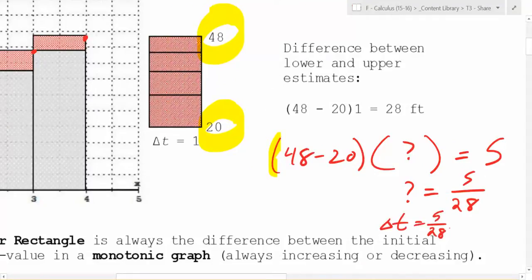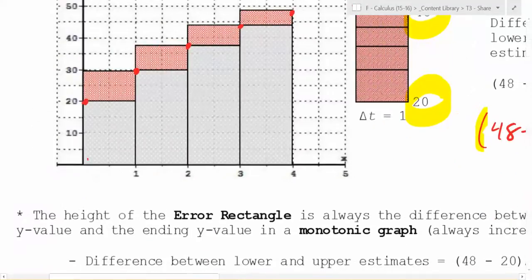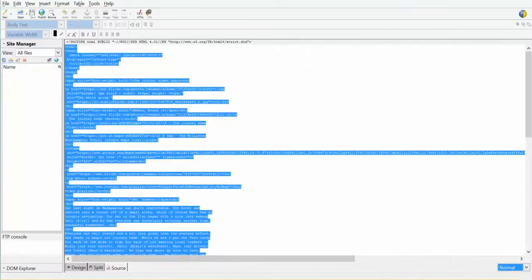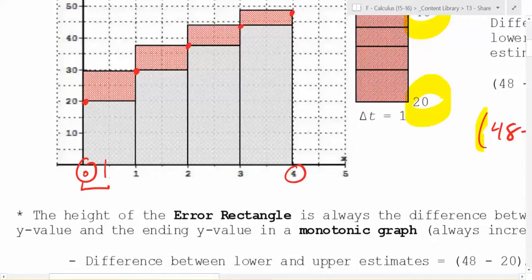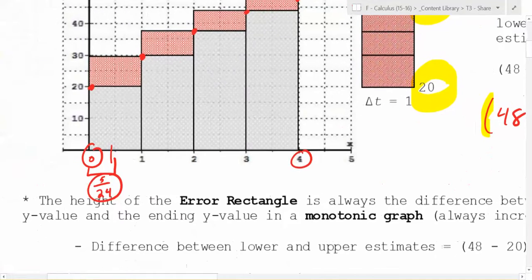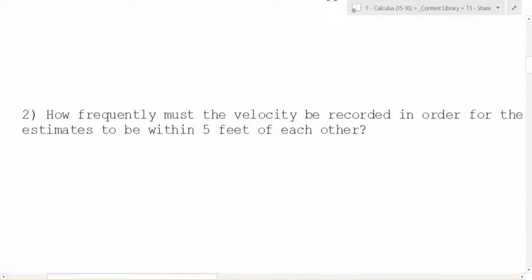That's the width. How do we figure out how many divisions that is, though? You're going from 0 all the way to 4. And how wide is each width going to be for these rectangles? 5 over 24? Was it 5 over 24? 28, thank you. 5 over 28. So we want to figure out how many divisions that is. How do we figure that out? Divide that 4 by that.